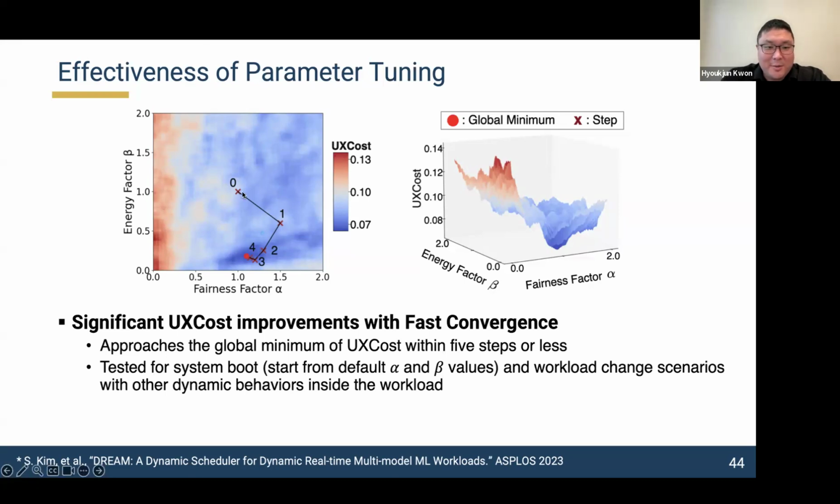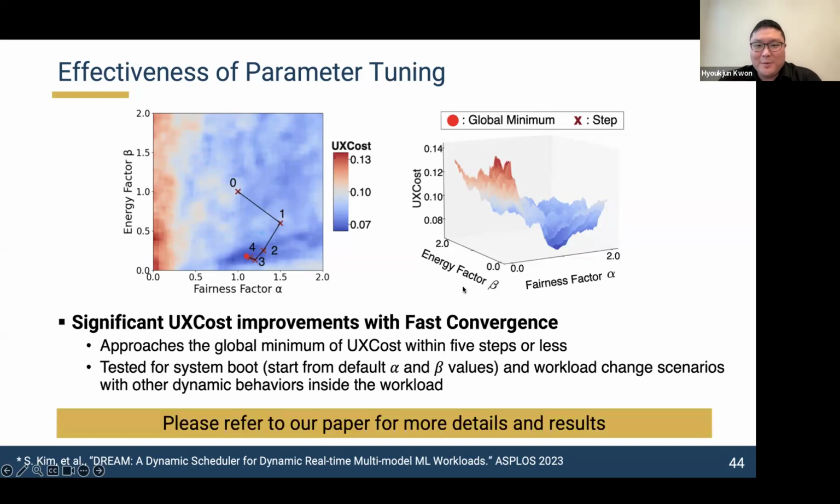And if we run the optimization algorithm I mentioned, it moves gradually to the optimal points, as you can see on the left side. So we found that our approach enables us to get to the global minimum of the UX cost within 5 steps or less. And we tested this for the system boost scenario, when the alpha and beta were the default values, and we want to find the optimal value after running ML models. And another scenario is the workload change scenario. So this captures two interesting dynamic behavior scenarios, and we validated this algorithm on those.